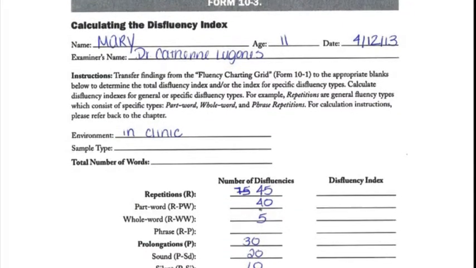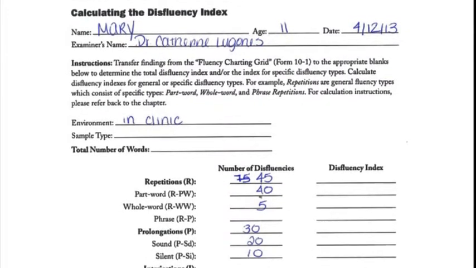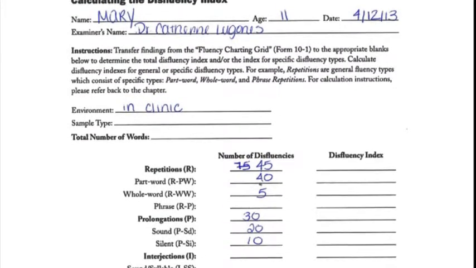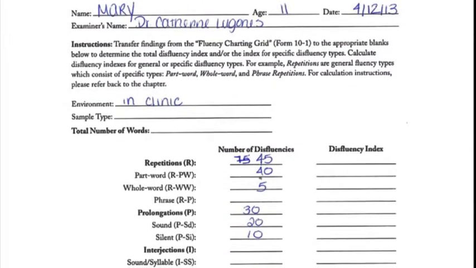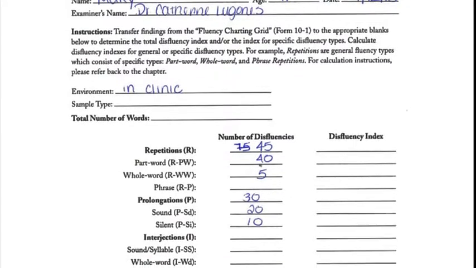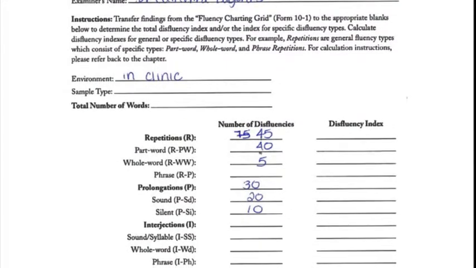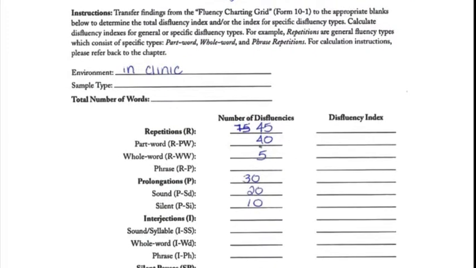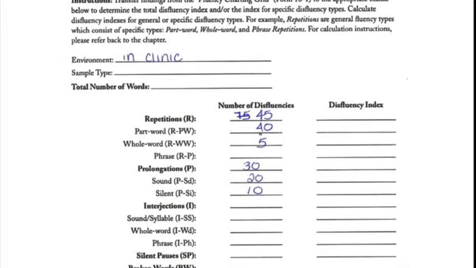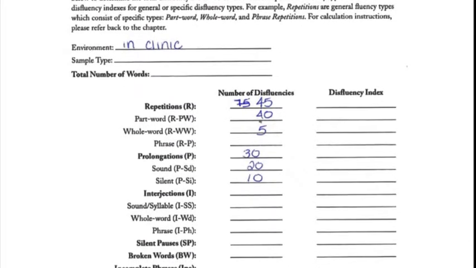The specific disfluency indexes include all of the categories individually, whereas the general disfluency index includes the total of all types of repetition, all types of prolongations, all types of interjections, all silent pauses, all broken words, all incomplete phrases, and all revisions. When calculating a specific disfluency or general disfluency index, the clinician must first record how many words were said in total in the sample.